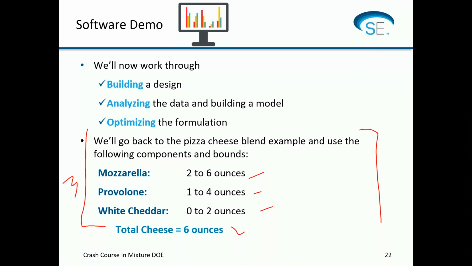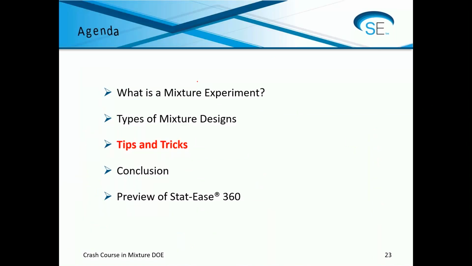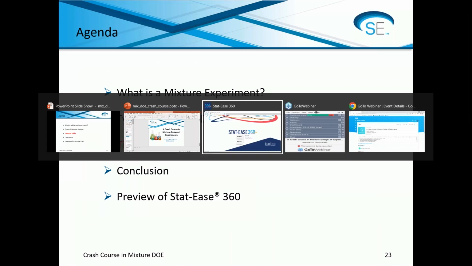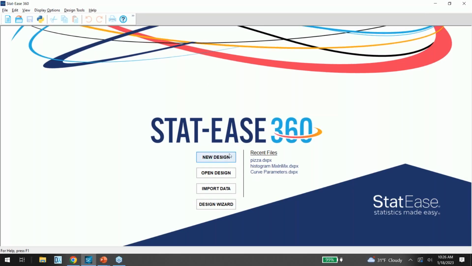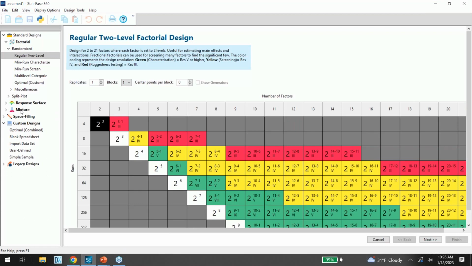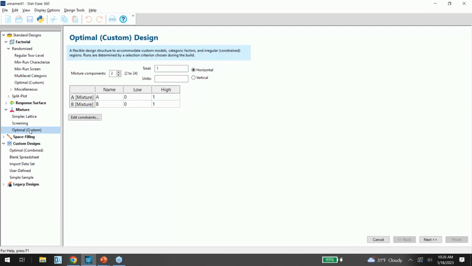Okay, so let me go ahead and switch over to the software here. What I would do is go to New Design, go to Mixture, go to Optimal. If you try building this as a simplex lattice, the software will complain. It will say you don't have a space that looks like a simplex.